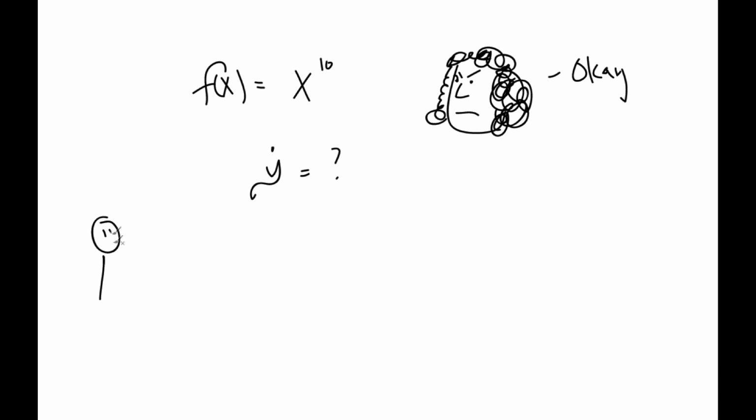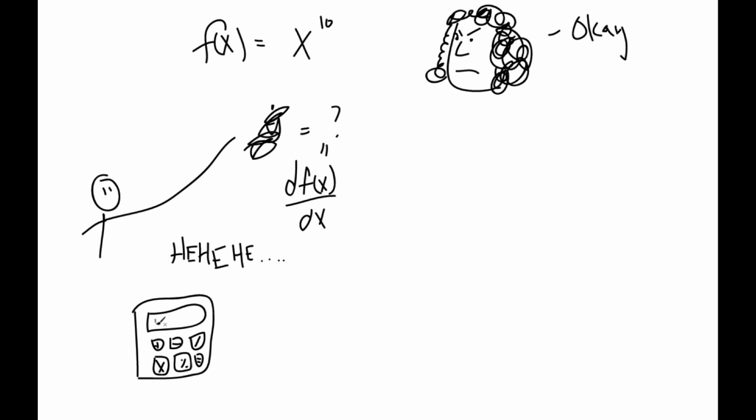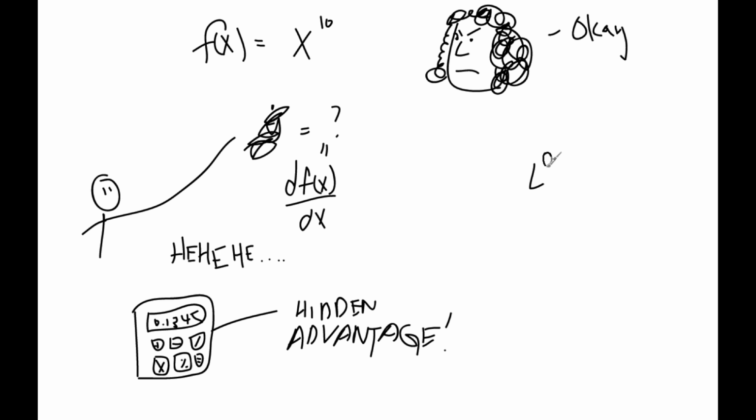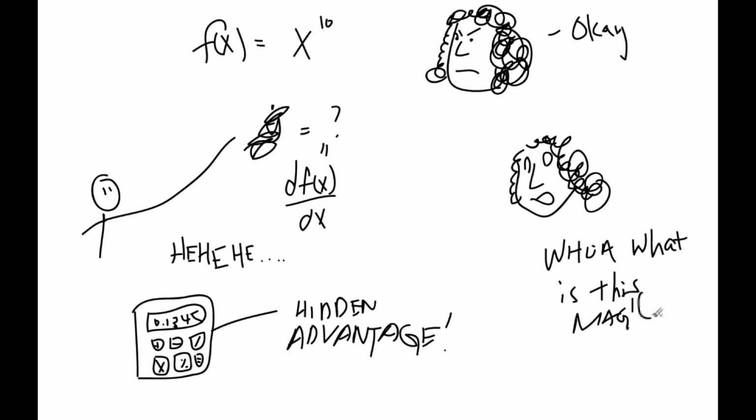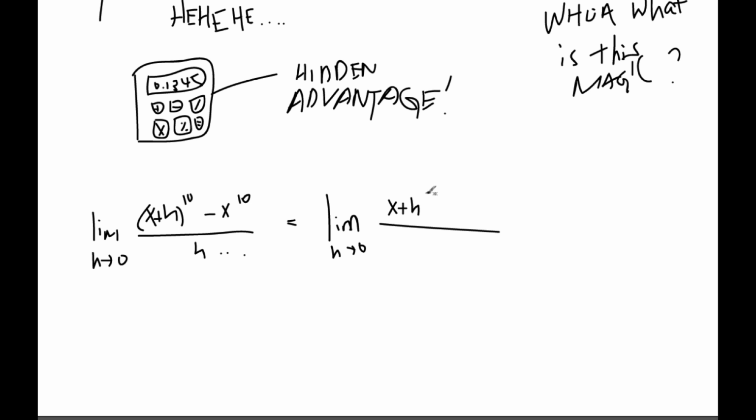And so the challenge is to find the derivative of x to the 10, and you have a hidden advantage because you brought a calculator, and Newton's like, oh my god, what is this magic even? So you're like, alright, I totally got this. I'm just going to find the limit of x plus h to the 10 minus x to the 10, all divided by h, and you start expanding. It's like x plus h, x plus h, x plus h, blah, blah, blah, blah. And then Newton's like, he's done already.